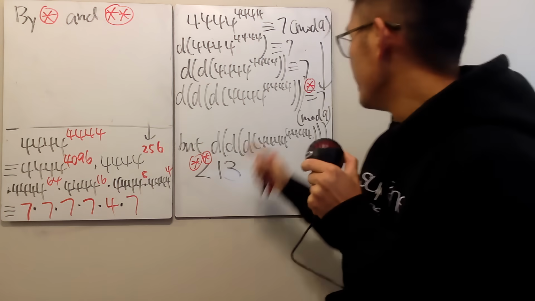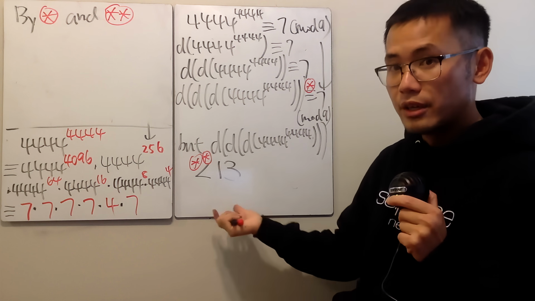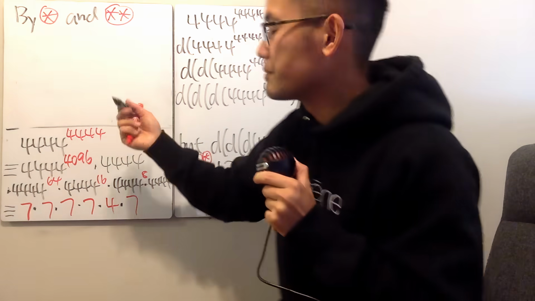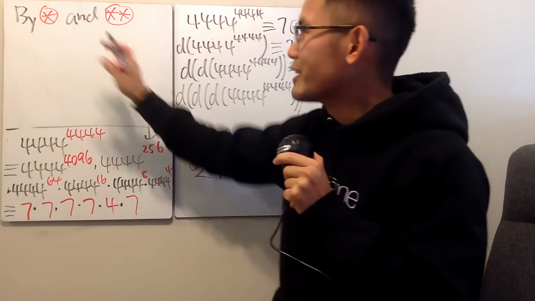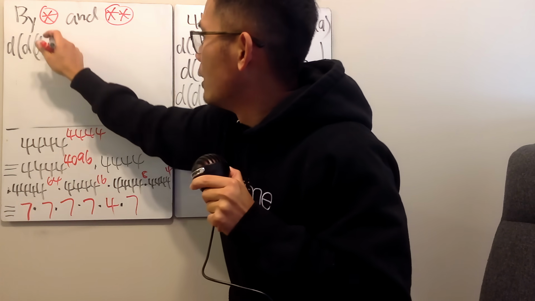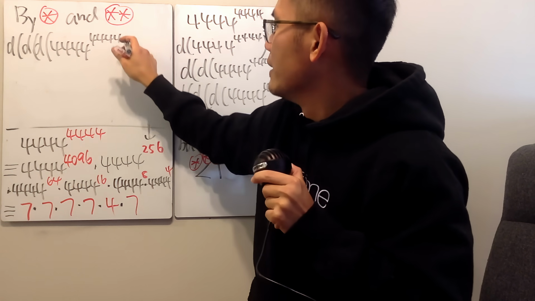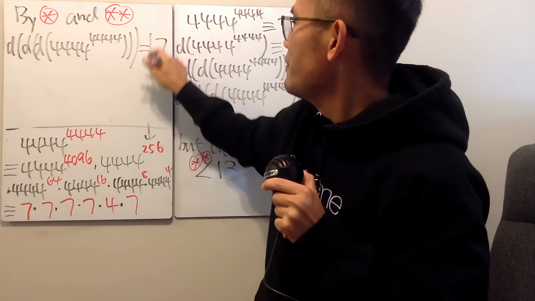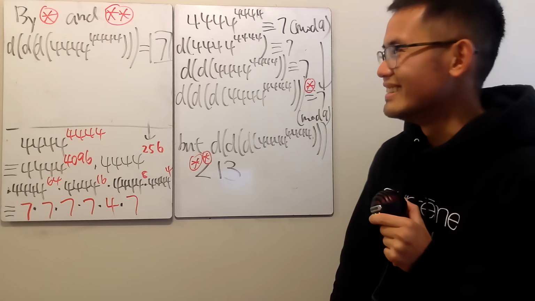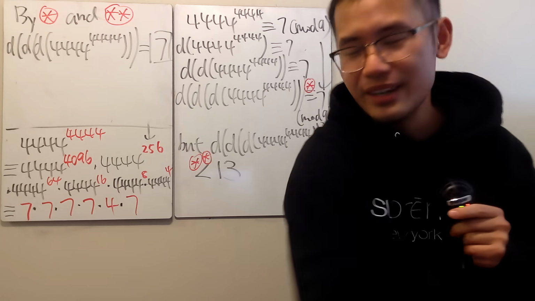The only number that's congruent to 7 mod 9 and is also less than 13, of course we are talking about positive numbers because digit sum is positive, is just 7, right? So by both of these, we can conclude that the digit sum of the digit sum of the digit sum of 4444 to the 4444 has to be 7. And that's the answer, alright? This right here is the answer. Oh my goodness.